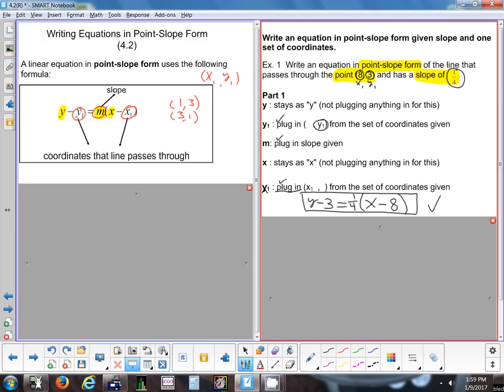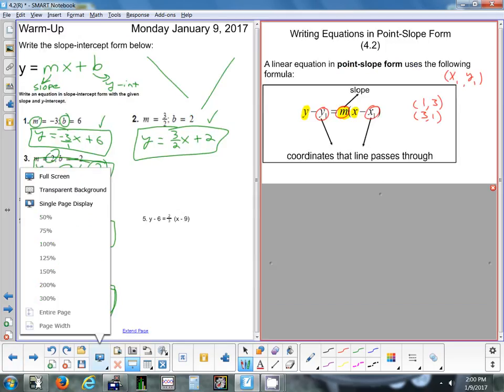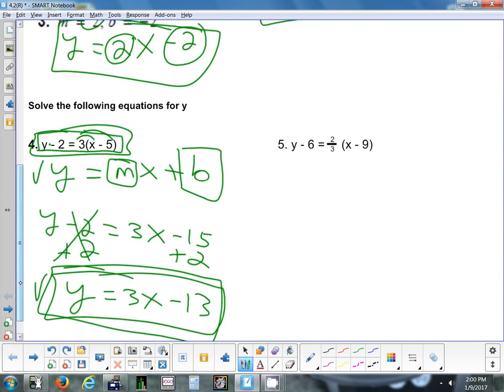Does that look like anything we did in the warm-up? We had this y minus 3 equals a number, and then we had parentheses. So remember in the warm-up? Make it a little bigger. We had this problem. Y minus 2 equals a number, and then parentheses next to it. I told you earlier that this was going to be point slope form.